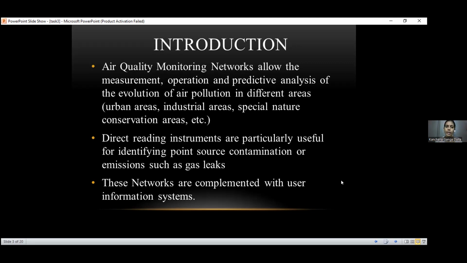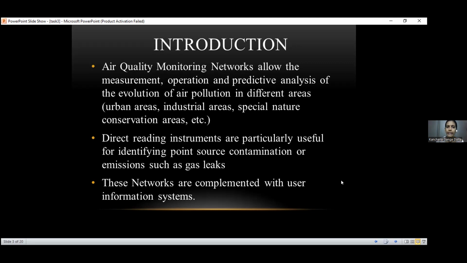So in this air quality monitoring system, we have two types of monitoring. One is point source contamination, where we are measuring at only one part in an area, or else we can take the whole area into consideration and measure. So how we can measure is the question here. There are so many kinds of instruments which we can make use of to measure this air quality data.